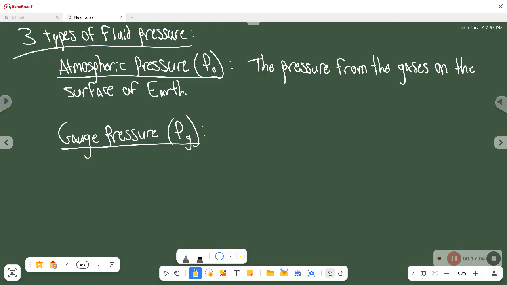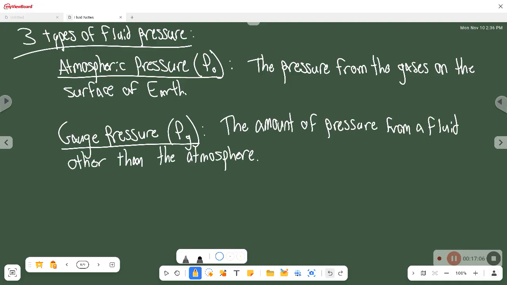Up next we have gauge pressure. Gauge pressure is the amount of pressure from a fluid other than the atmosphere. So when we were doing our lab where we were measuring the pressure from the depth under the water in the graduated cylinder, that was gauge pressure that you were measuring, not necessarily atmospheric pressure.